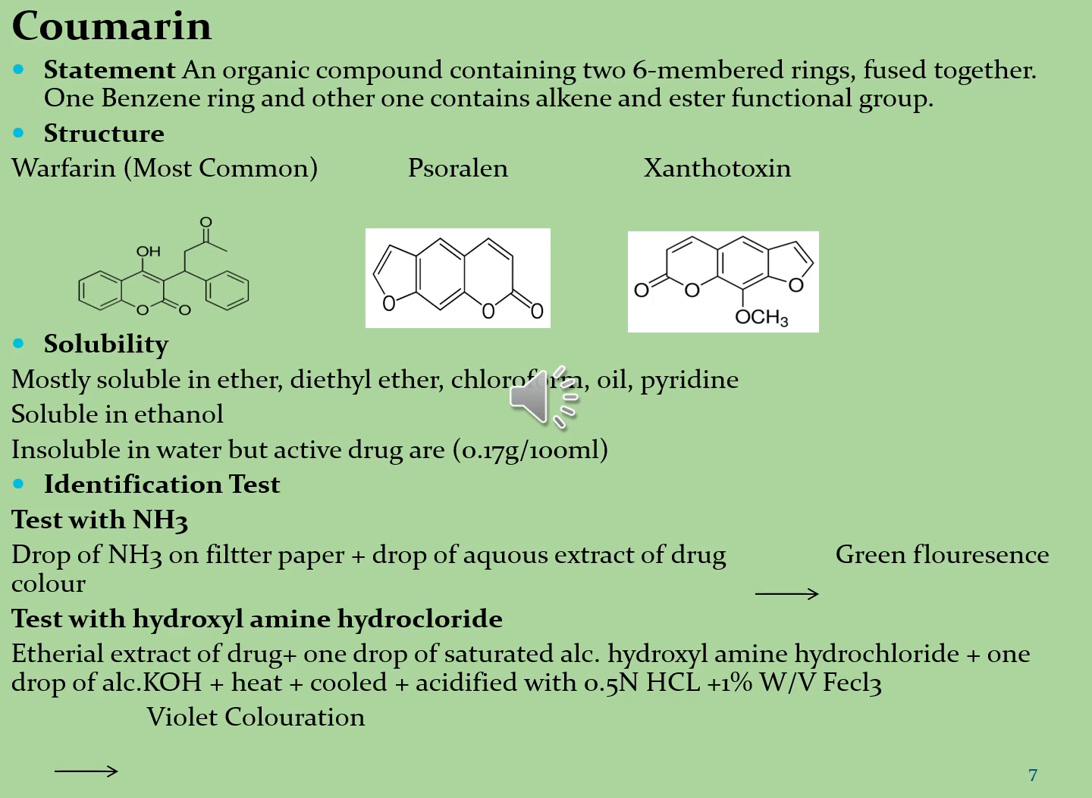The second test is taken with hydroxylamine hydrochloride. In this test, we take an ethereal extract of the drug, then add 1 drop of saturated alcoholic hydroxylamine hydrochloride and 1 drop of alcoholic potassium hydroxide. Then we heat it and then cool it. After that, acidify it with 0.5 normal hydrochloric acid. Then add 1% weight by volume ferric chloride. The overall result is a violet coloration, which indicates the presence of coumarin molecules.